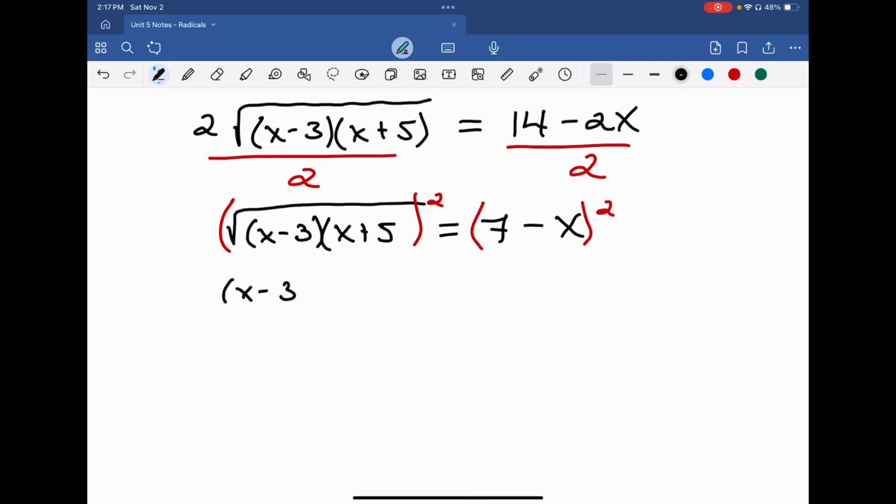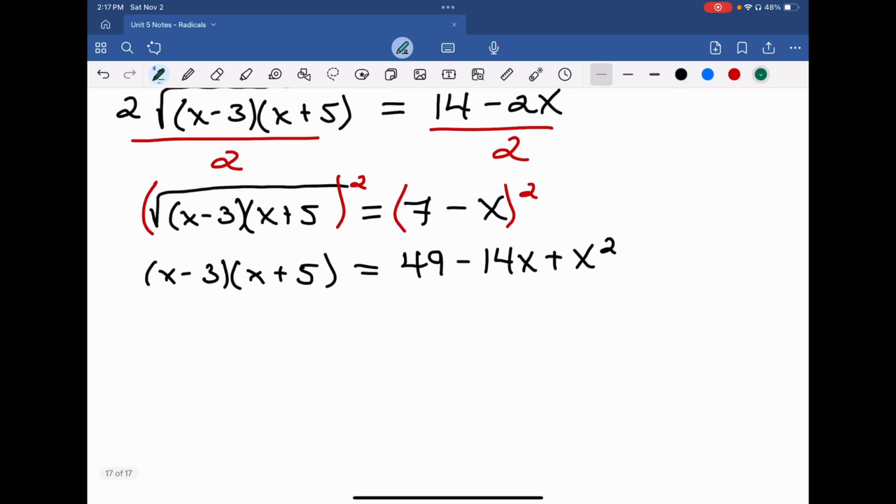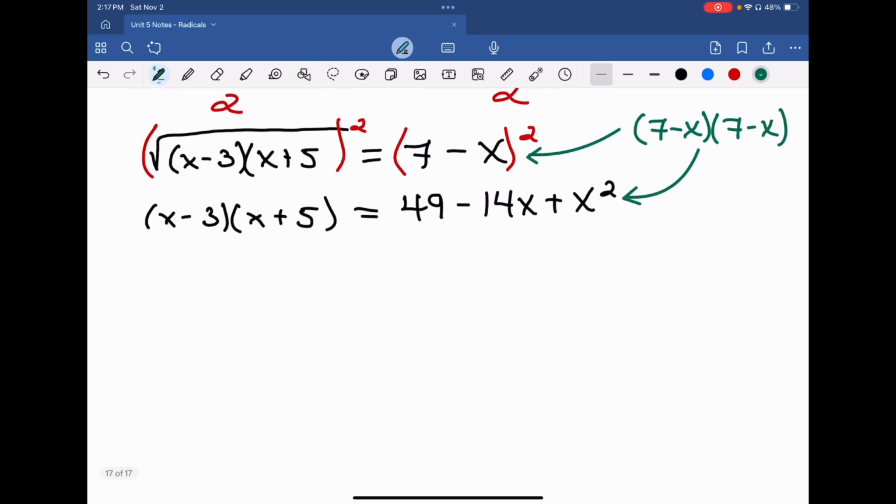This ends up giving me that I have x minus 3 and x plus 5 is equal to 49 minus 14x plus x squared. And that's just me expanding this out and saying, well, if I know that this piece here, I'm going to maybe use a straight line tool here. Whoa, it's not giving me a nice bracket here. There we go. For this one, it would become 7 minus x times 7 minus x, which would then lead us to here.